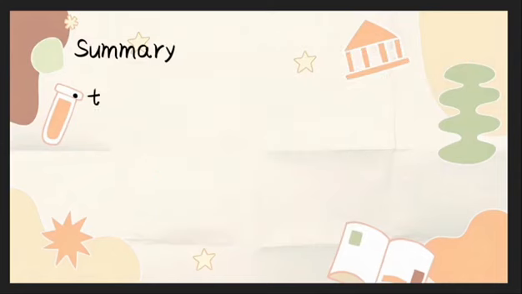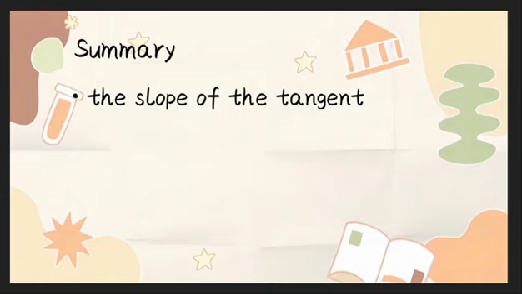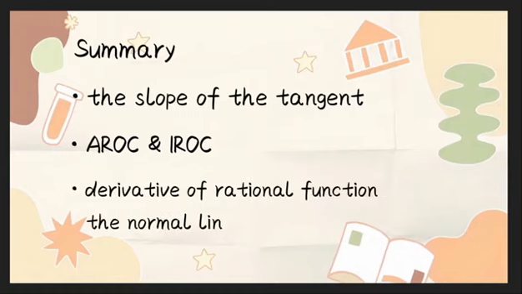Now let us do a brief summary. In this section, we learned how to determine the slope of the tangent to a graph. Then we learned average and instantaneous rates of change and related these to the slope of tangents. Also, we learned the derivative of simple rational functions using the first principle, and the normal line. That is what we learned in Unit 1.